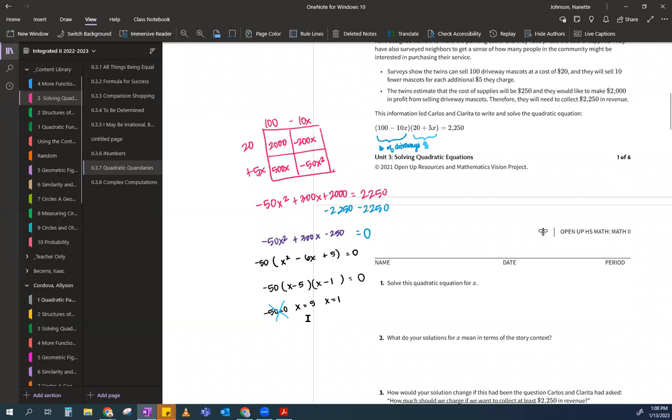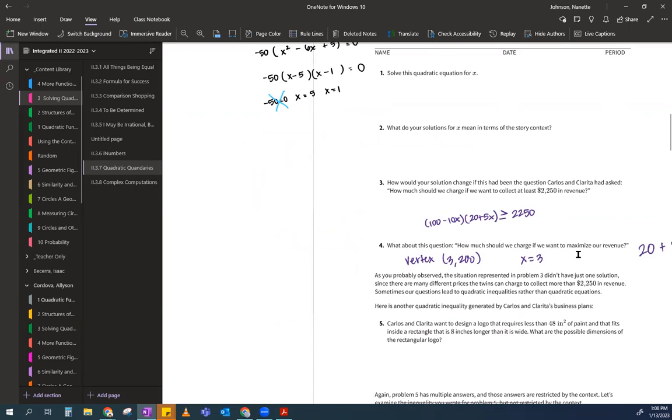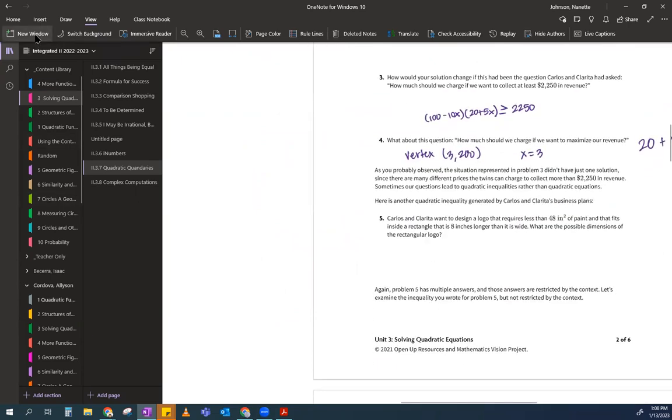The other answer was 5. So that means 5 times 5 is 25, so the other price that I'm going to charge is $45. But if I charge more, even fewer people will do it. So that's 50 driveways, rather. And so that would be that. We got to, I think, number 4, and so now we're going to start here at number 5.